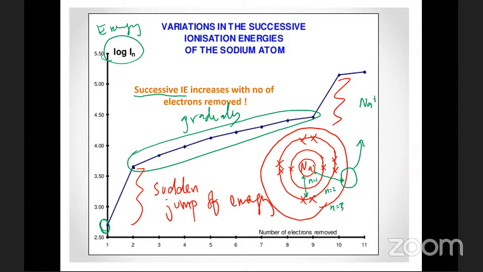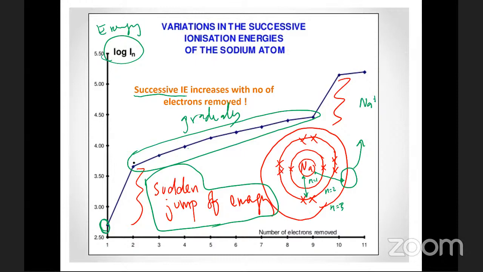Why does the second electron require more energy to remove? It is because the second electron is located at N2. So that is why I have to give more energy to remove the electron. That is why there is a sudden jump. The sudden jump is the most important thing here. The sudden jump can be used to determine the energy levels of an atom.